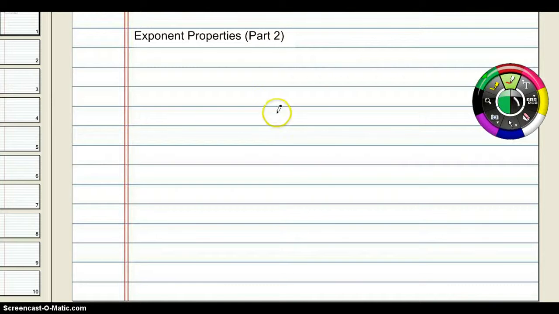All right, welcome back. We're going to take a look at exponent properties again. You probably got a basic idea of how to do a lot of the problems that deal with exponents. So today we're going to look at problems that have a division sign in them, so quotient properties.